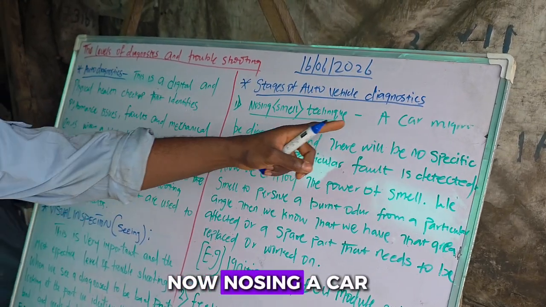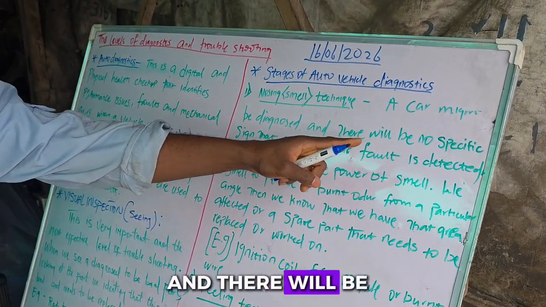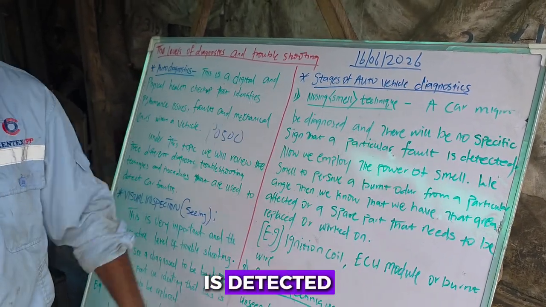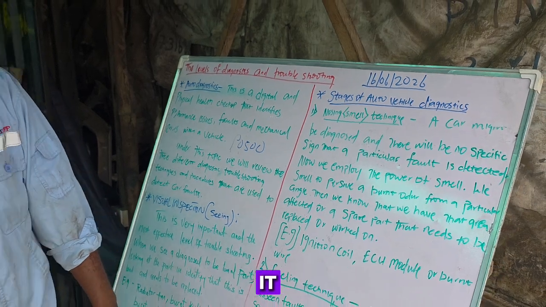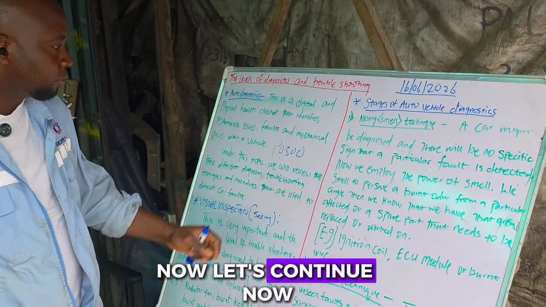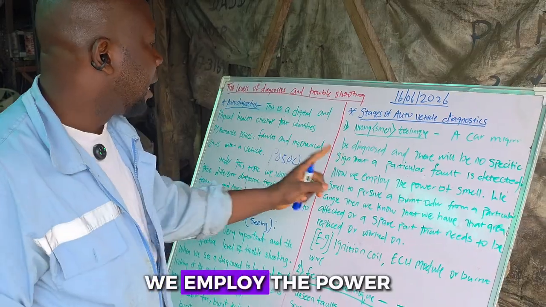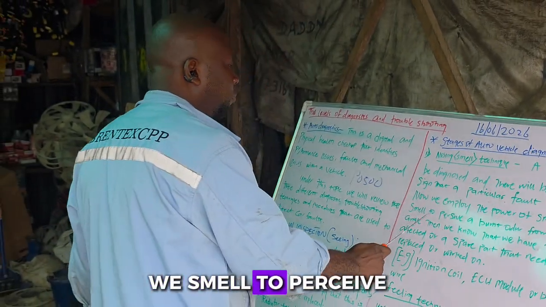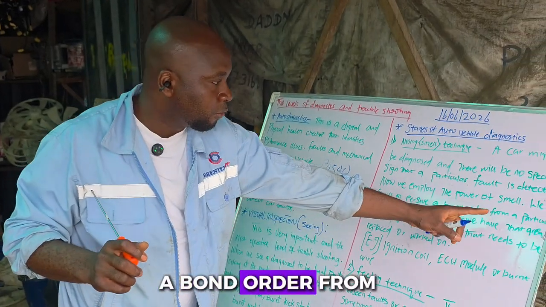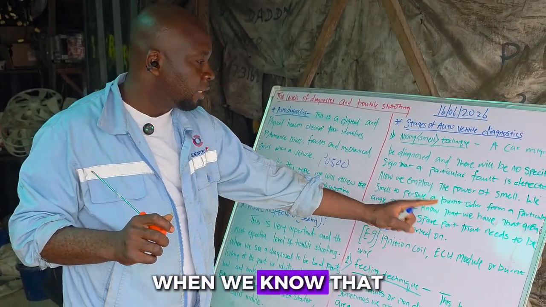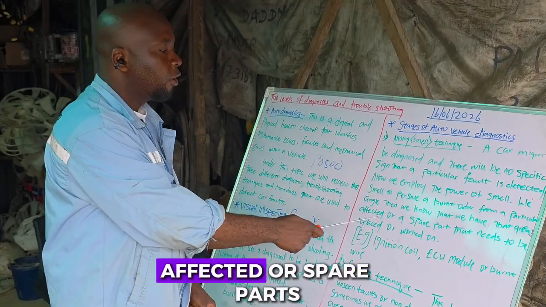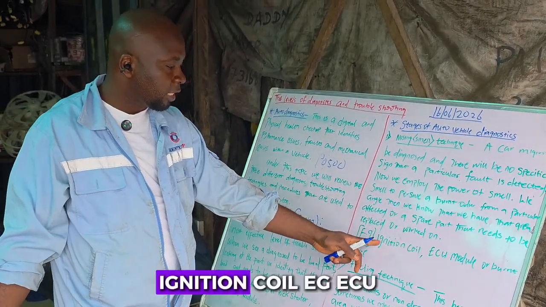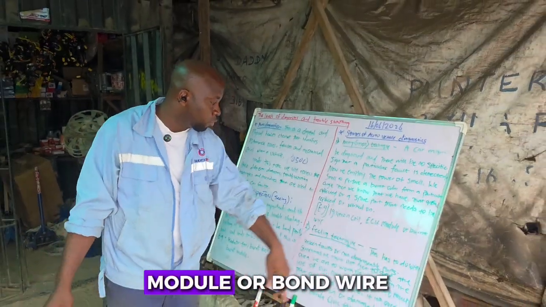Now, nosing. A car might be diagnosed and there will be no specific sign that a particular fault is detected. Now we employ the power of smell. We smell to perceive a burnt odor from a particular angle. Then we know that we have that area affected, or a spare part that needs to be replaced or worked on, like an ignition coil, ECU module, or burnt wire.